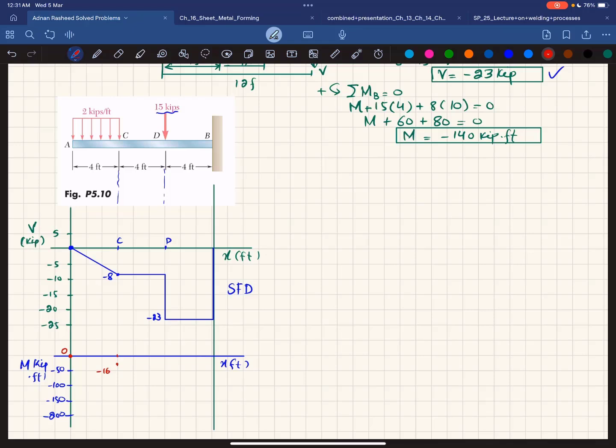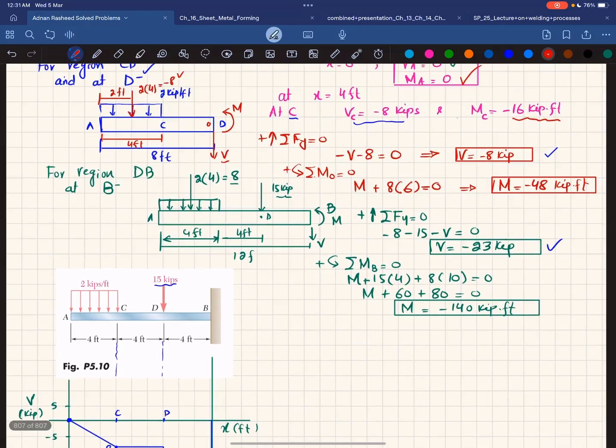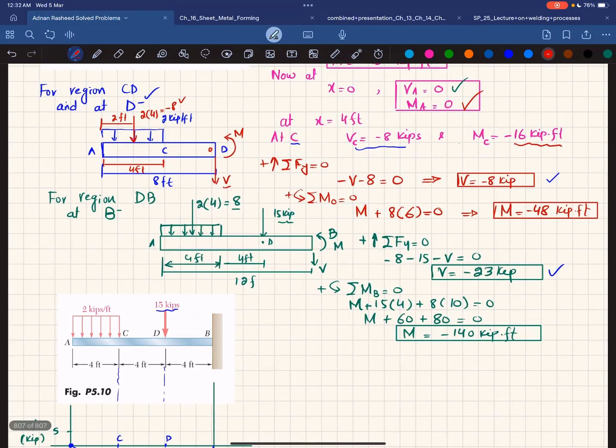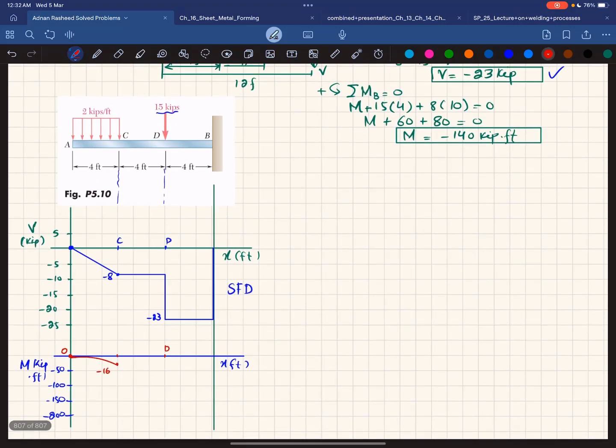Now you can see that shear force is a 1 degree line and slope is decreasing. So bending moment will be a 2nd degree curve and it will be like this. Okay. It will be like this. Now, what is the value of moment at point D? You can see this is the value, which is minus 48 kips. So minus 48 kips will be somewhere approximately here.